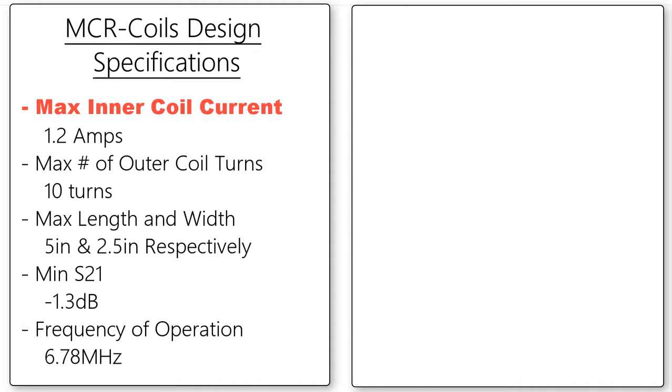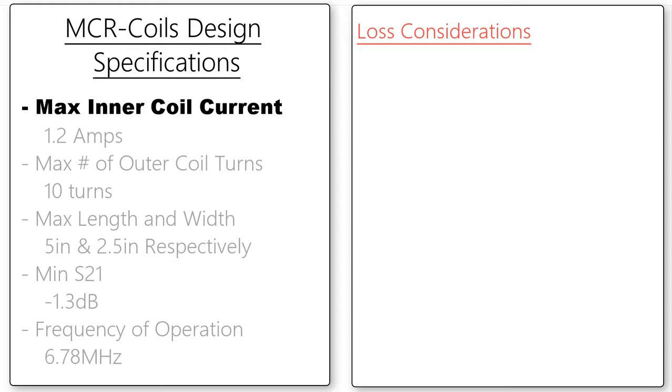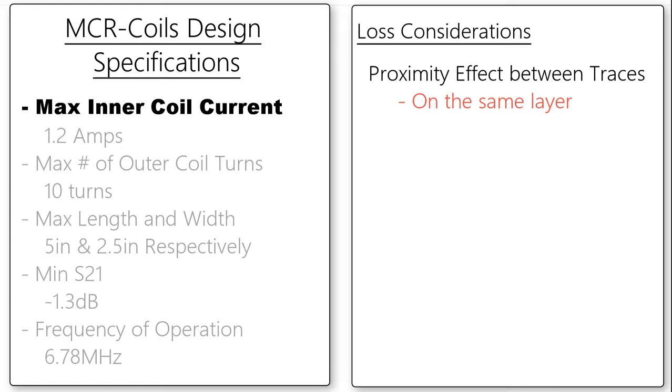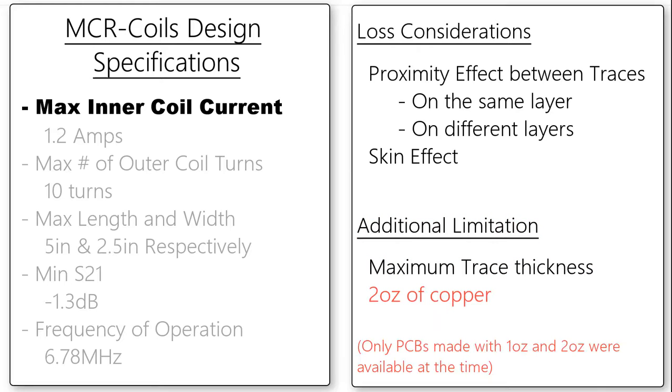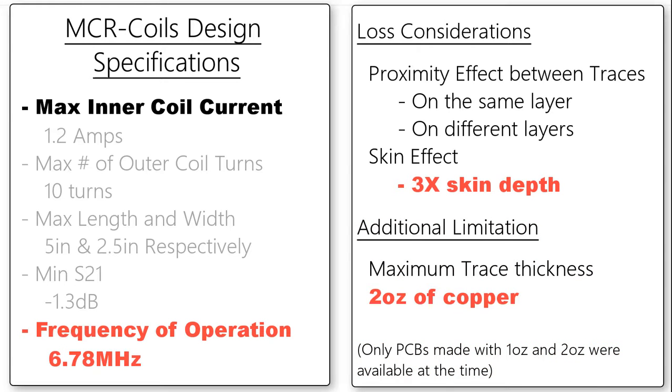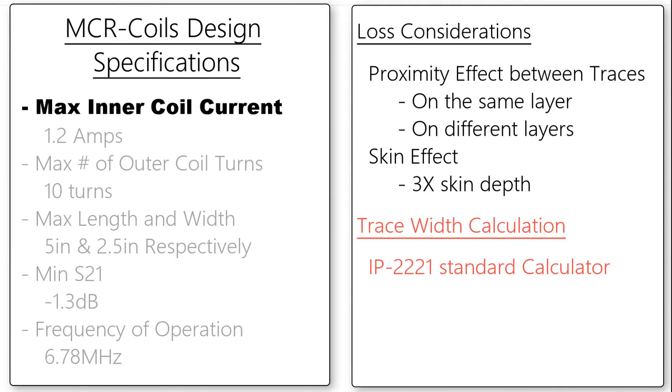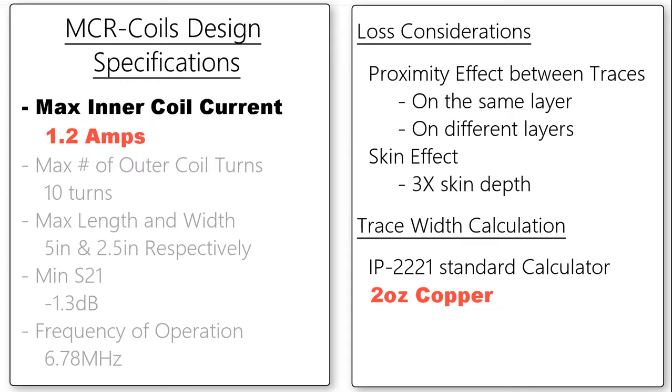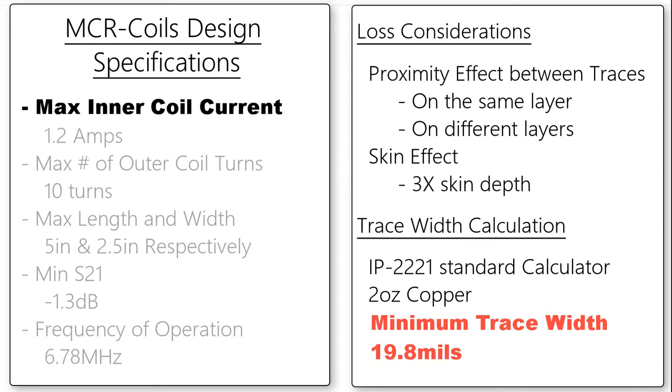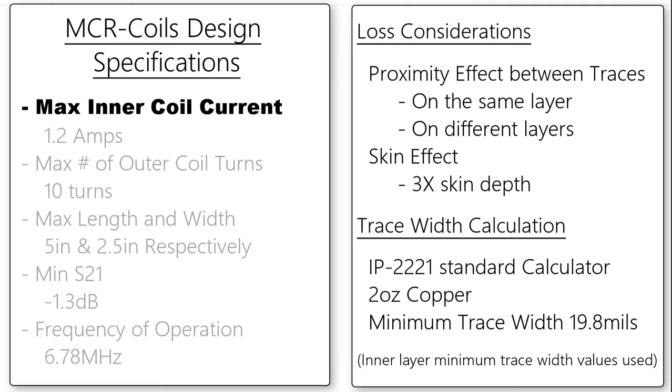To satisfy the current specification, we took into consideration the potential proximity effect resistive losses between adjacent traces on the same layer and different layers, as well as the resistance due to the skin effect. The PCB trace thickness is limited to 2 ounces of copper, which is about 3 times the skin depth of copper at our operating frequency. Using a trace width calculator based on formulas from the IPC-2221 standard and entering the copper thickness and maximum current values, the minimum trace width is 19.8 mils.